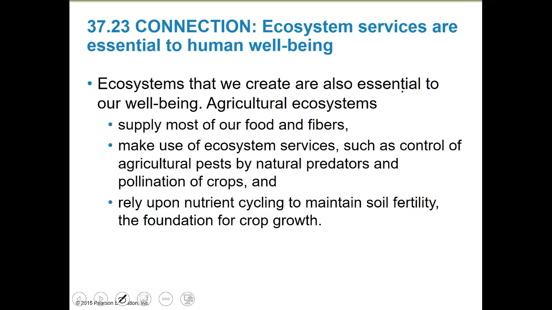Agricultural ecosystems supply so much of our food and our fibers. You're like, food and fibers, what are you talking about? Food is basic food, and fibers are clothing. So think cotton for clothing.